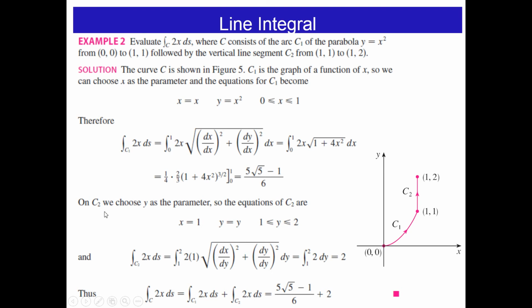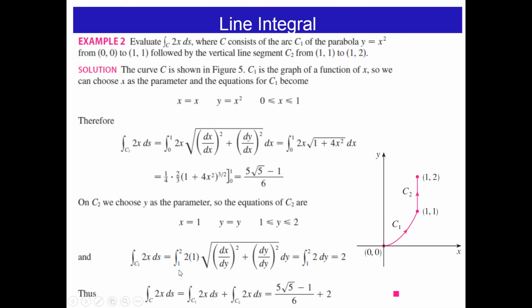Along C2, this is interesting. Along C2, x is constant, and x remains 1 throughout the line. So x is 1, y is equal to y, or you can write y equals t. Now, what is the limit of y? y lies between 1 and 2. Okay, so this is the limit for y.